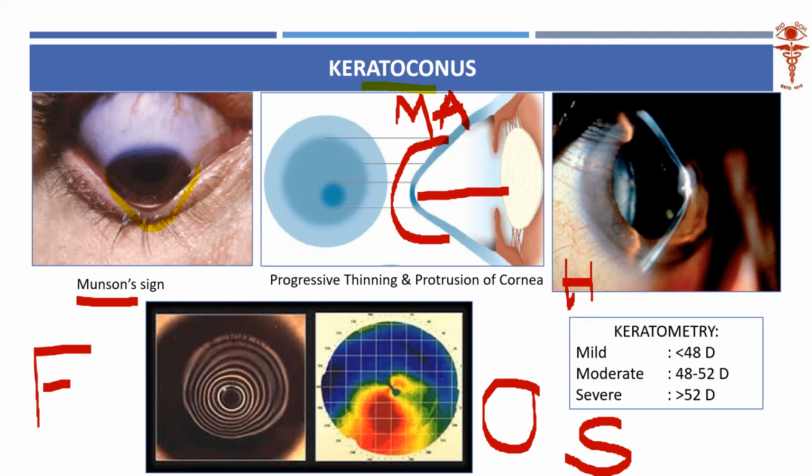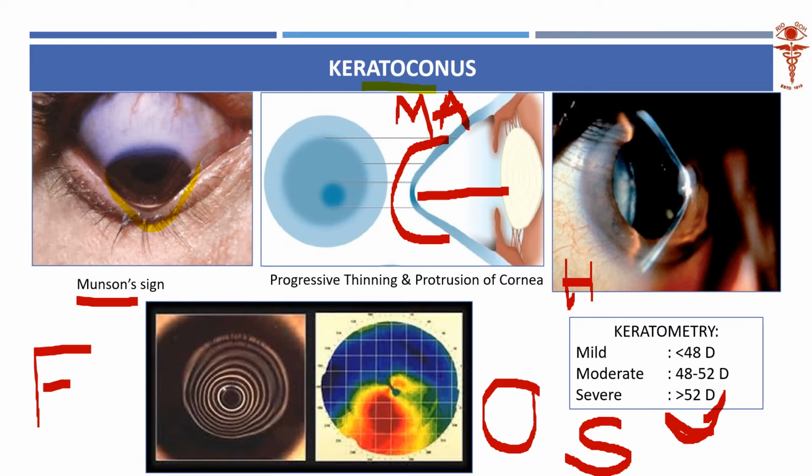If you do keratometry, the K readings in these patients will be very severe. It will be almost near 52 diopters. I told you, the normal range is somewhere around 44 to 46 diopters. 44 to 46 diopters will be the normal range of K reading. But here it will even go to the level of 52 diopters in advanced stages.